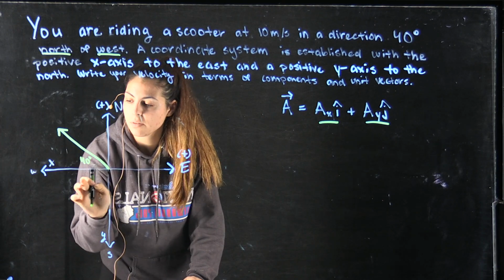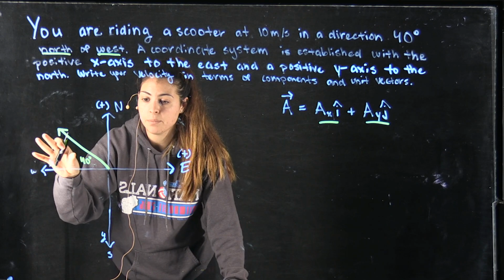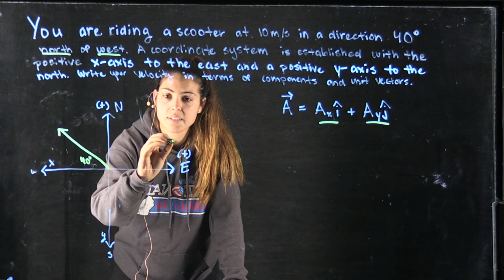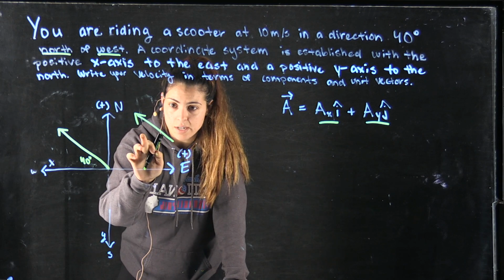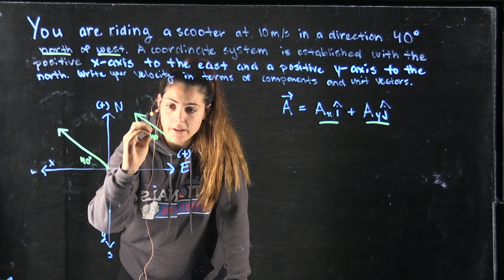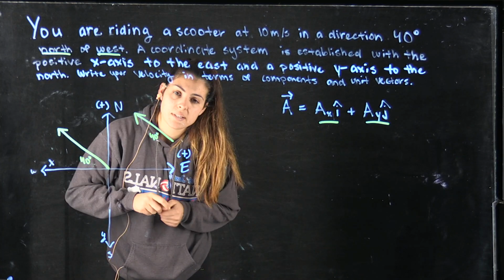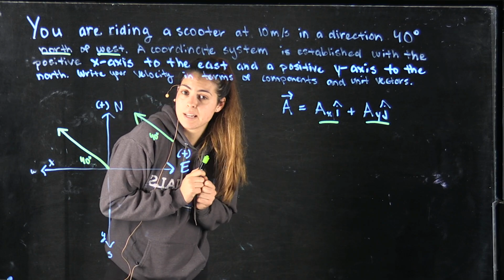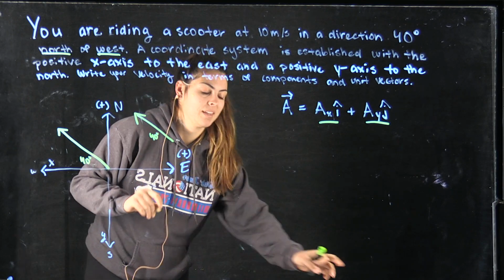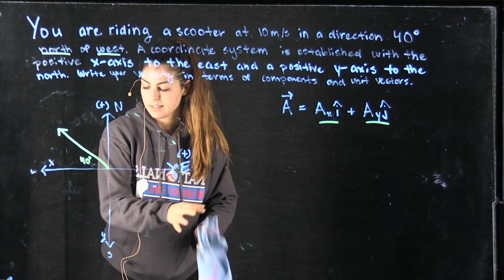This is northwest. Just to clarify, we don't need to go right from the origin. We could be going this way as long as the vector is pointing in that specific direction at a 40-degree angle, because vectors do not have a specific position in space. Do not forget that, very important. Probably going to be on our exam on Monday. And so we have that established.